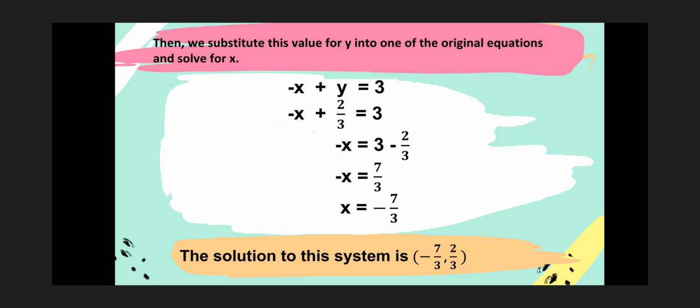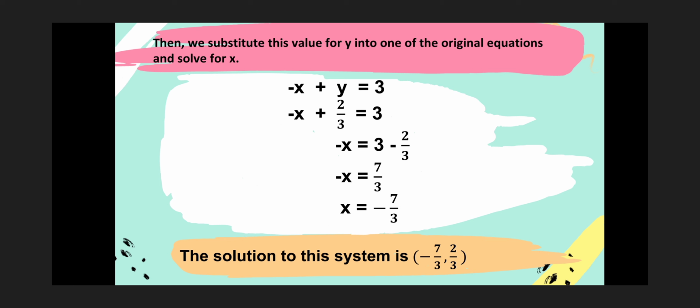Then, we substitute this value for y into one of the original equations. Di ba? Negative x plus y equals 3. So, negative x plus the value of y na sinagot natin kanina, 2/3, equals 3. Then, negative x equals, transpose the 2/3 dito sa right side. Kaya, negative x equals 3 minus 2/3. And then, syempre, subtract na natin. 3 minus 2/3 equals 7/3.